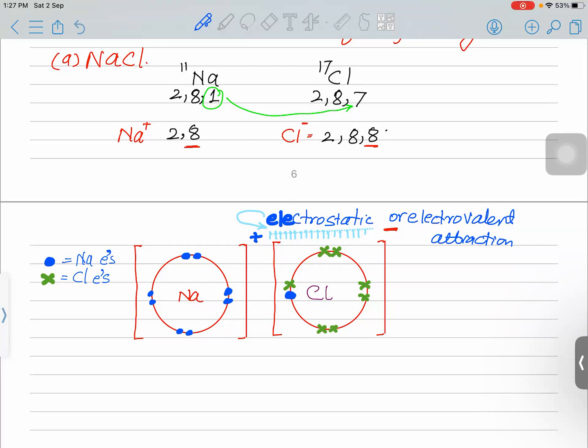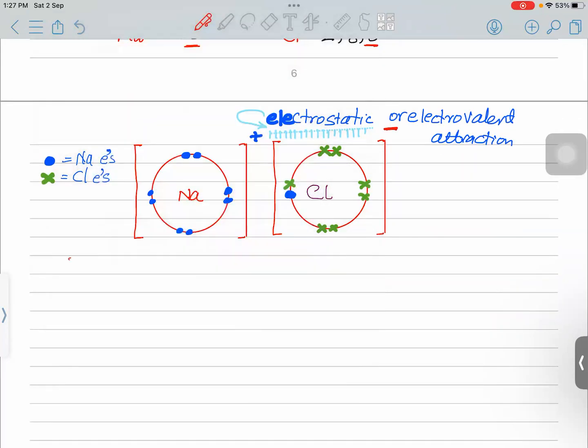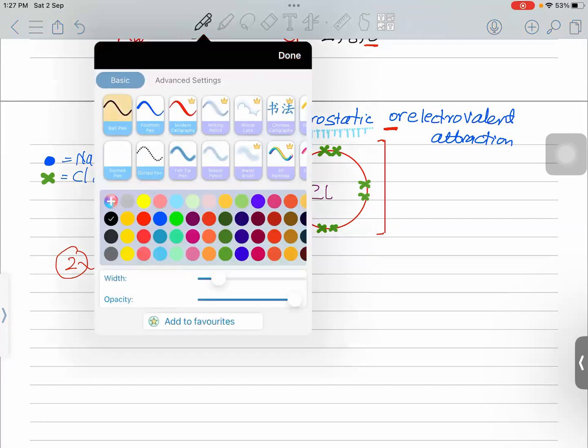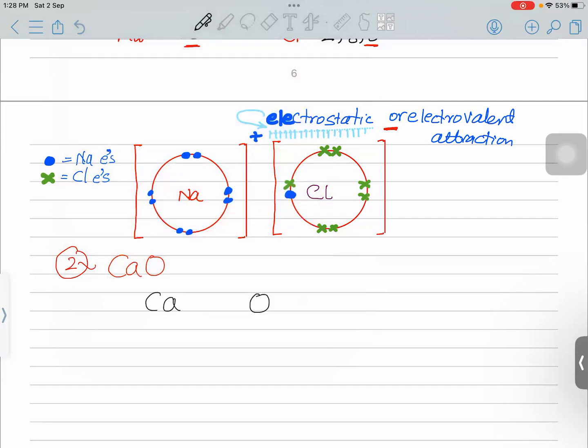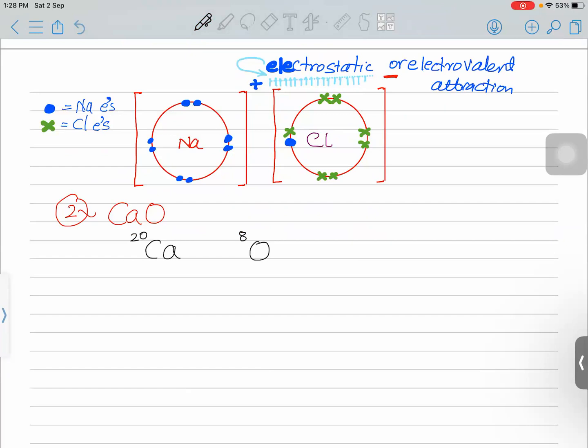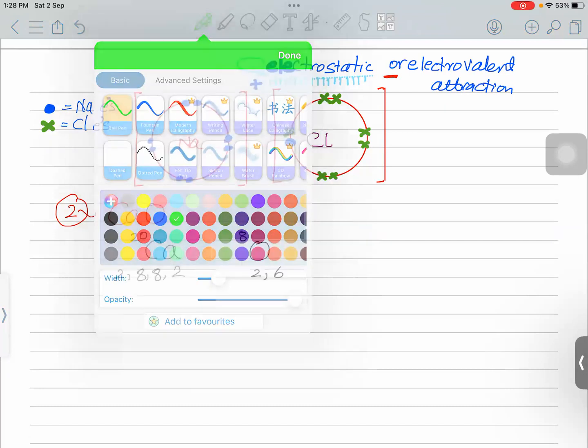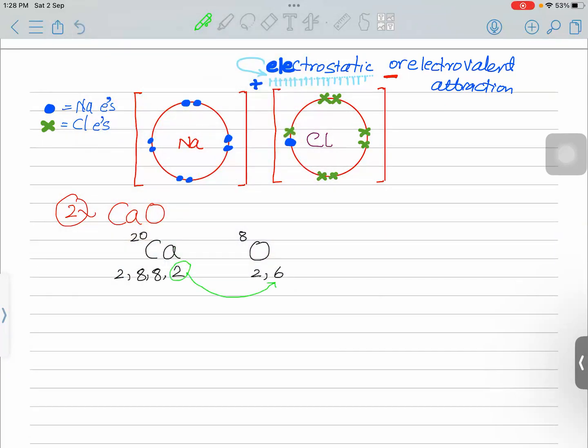Now question number 2, calcium oxide. This is calcium. This is oxygen. Calcium has 20 electrons, oxygen has 8 electrons. So calcium is 2, 8, 8, 2. Oxygen is 2, 6. Now these electrons are moved. So the new configuration would be 2, 8, 8, 2, 8.